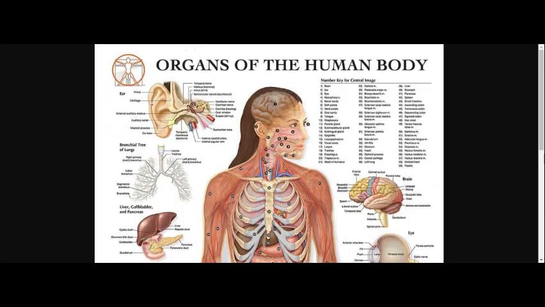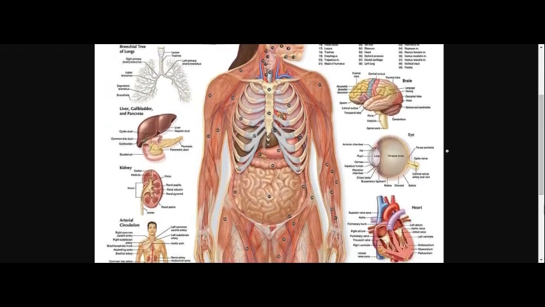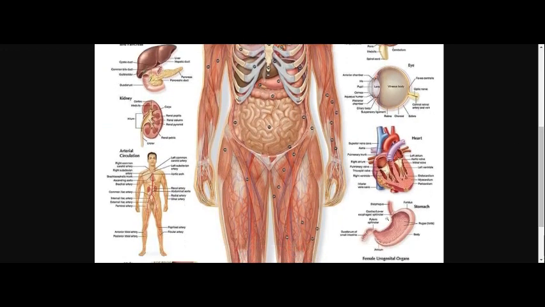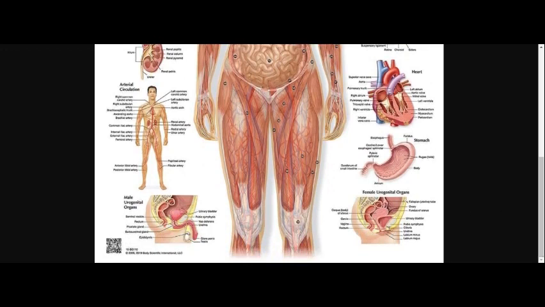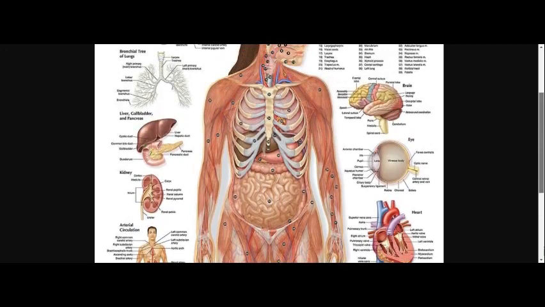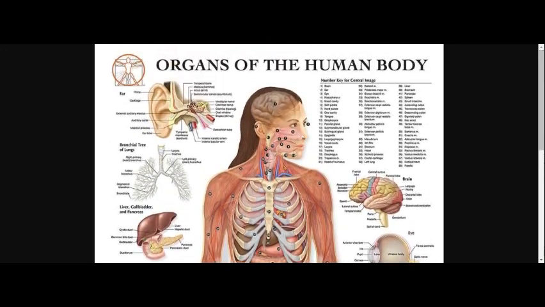These are the human body organs. Some of them that you can see here are the ears, the lungs, liver, gallbladder, pancreas, brain, eye, heart, stomach, kidney, many different parts, and also the urinary system, and organs related to reproduction, for both male and female. There are different organs of the body. As you can see, the names of them are all here. The tongue is an organ, like the esophagus is an organ.